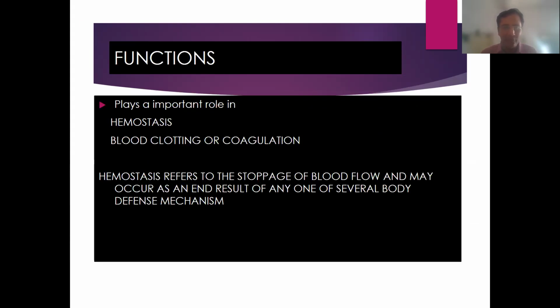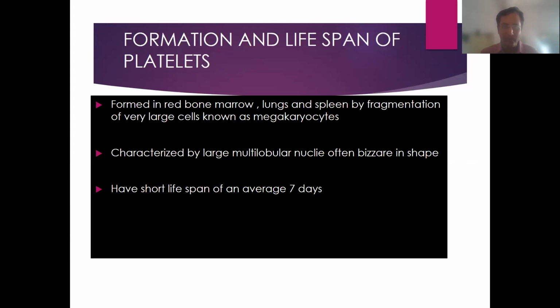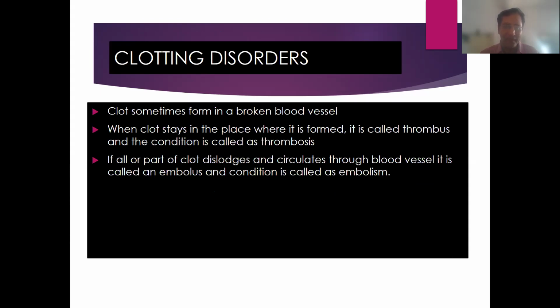What is the function? That is hemostasis, bleeding and coagulation. Hemostasis refers to the stoppage of blood flow and may occur through several body defense mechanisms. Regarding formation and lifespan, the lifespan is about 7 days, with multiple nuclei and fragmentation from large cells and middle cells. What is a clotting disorder? A clot sometimes forms when blood vessels are broken and stays in place, and this condition is thrombosis. If parts of the clot dislodge and circulate throughout the vessel, it is an embolus, and the condition is embolism.